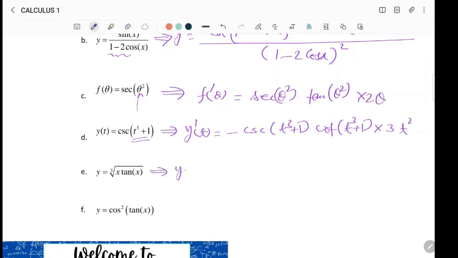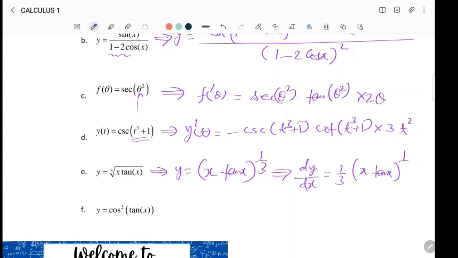Okay, now for this, first of all, we have to write y equals x tan x to the power 1 over 3. And then differentiation, dy by dx equals 1 over 3 will be here, x times tan x to the power 1 over 3 minus 1, then times we have to apply the product rule. So x differentiation is 1 and tan x, and x is x, and the tan x differentiation is sec square x. Okay, 1 over 3 minus 1, minus 2 over 3 you can write there.